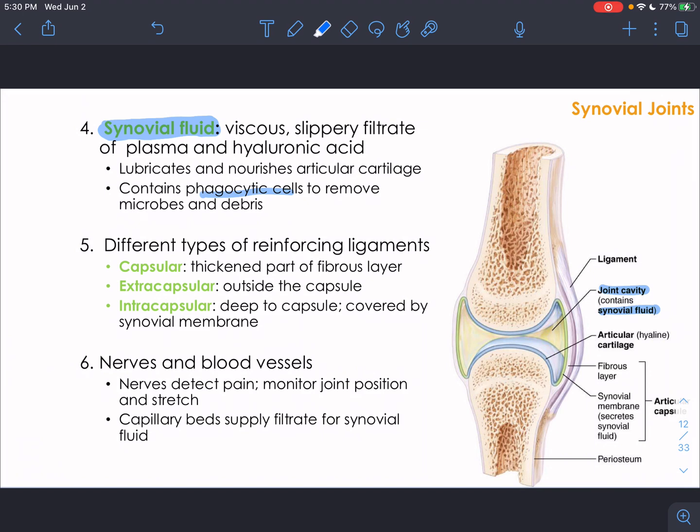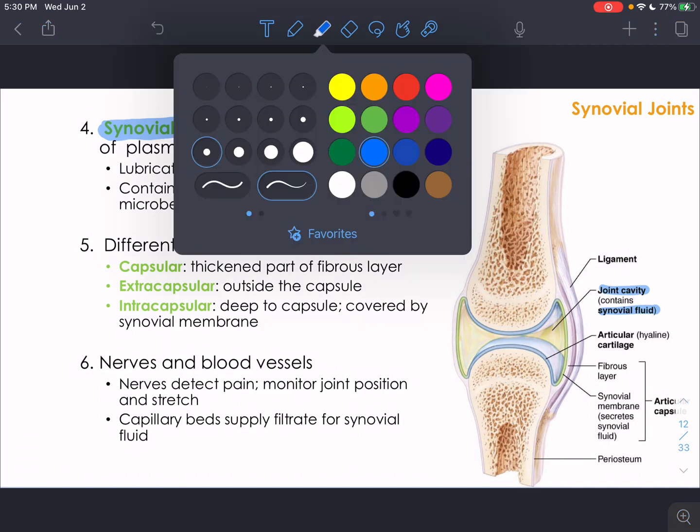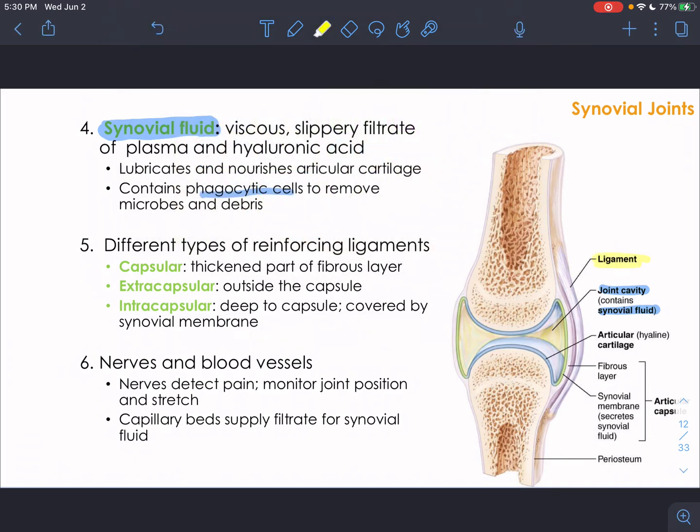Okay, there's also going to be some reinforcing ligaments, and I'm not going to ask you to identify them, but there are ligaments on the outside of the synovial joint. We have capsular ligaments, which are thickened parts of the fibrous layer. We have extracapsular ligaments, which are outside of the capsule. And we have intracapsular ligaments, which are going to be deep to the capsule, surrounded by the synovial membrane. Okay, and those are just there to help reinforce the joint because we do have so much movement. It's really important that we have those ligaments to help hold the bones together so that they don't fall apart during movement.